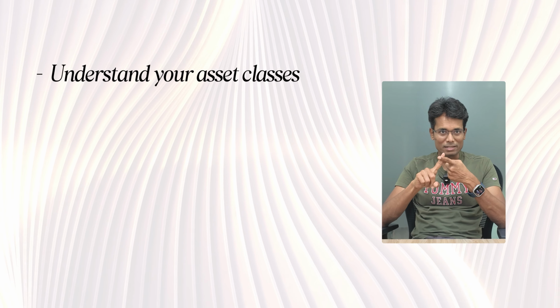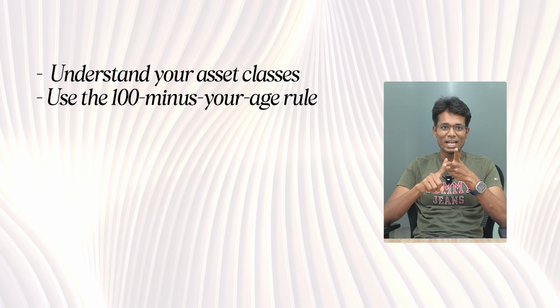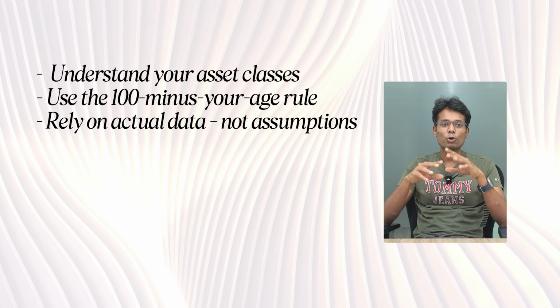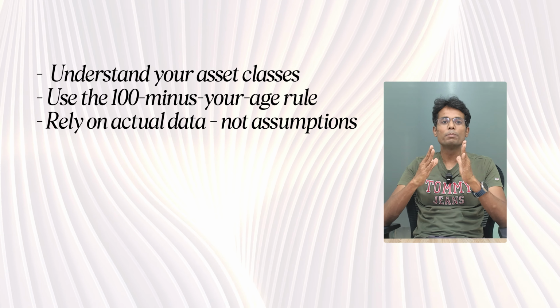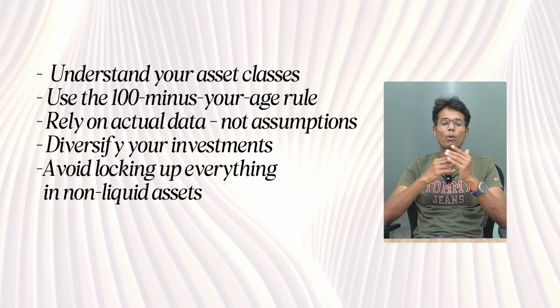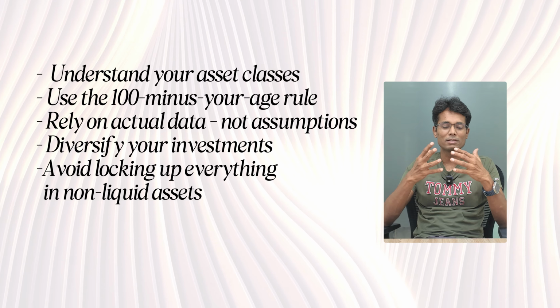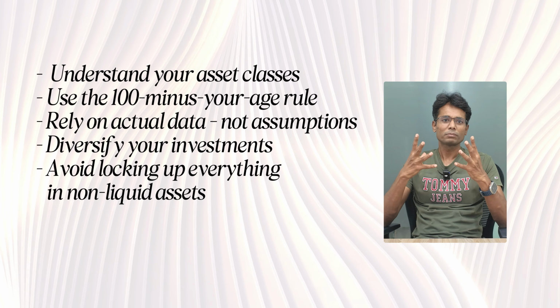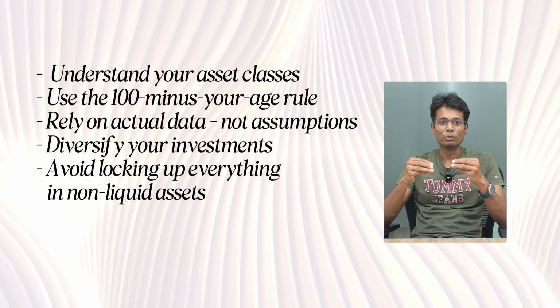In fact, that's exactly what I'm doing with my portfolio. Investing more in equity so that I can balance it out. So to wrap it up, understand your asset classes, use the 100 minus your age rule, rely on actual data, do not make any assumptions, and most important, diversify your investments and avoid locking up everything in non-liquid assets like real estate so that you can't get them when you need them. Again, it's all about building a portfolio that's balanced, resilient, and aligned with your goals.